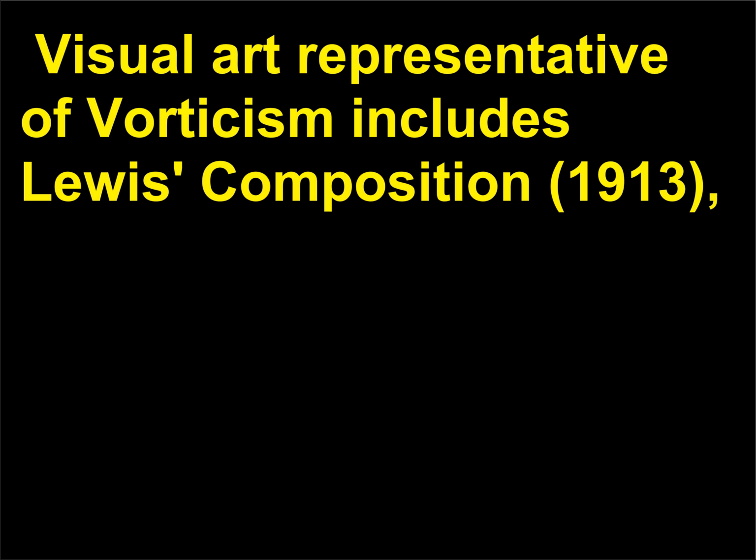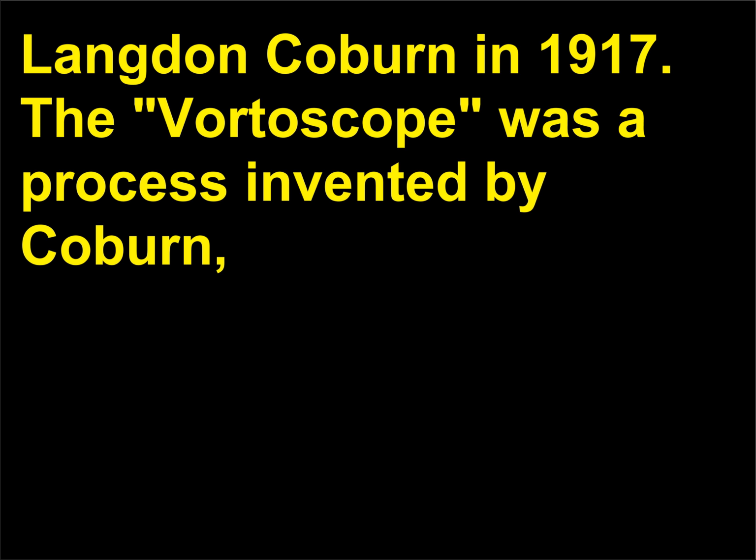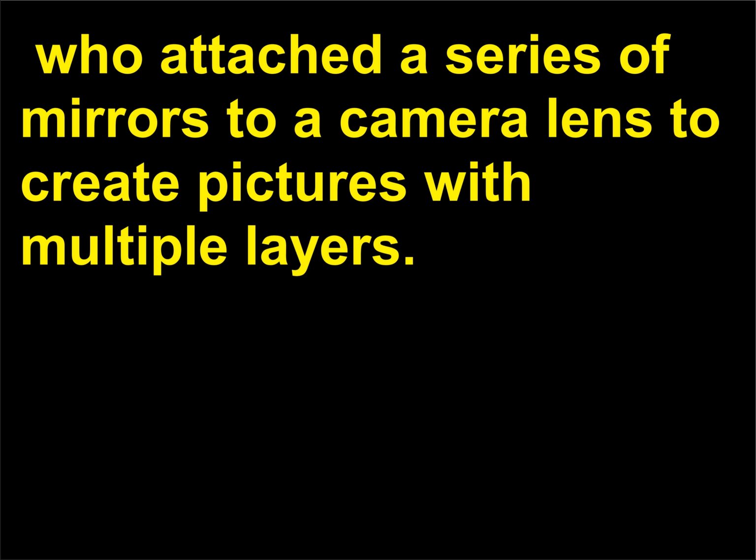Visual art representative of vorticism includes Lewis's Composition, 1913, a dynamic rectilinear abstraction, and a vortographic photo image of Ezra Pound by Alvin Langdon Coburn in 1917. The vortoscope was a process invented by Coburn, who attached a series of mirrors to a camera lens to create pictures with multiple layers.